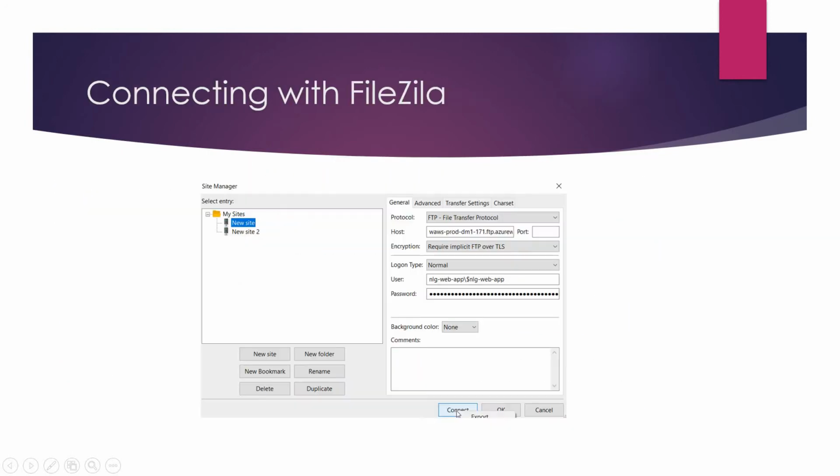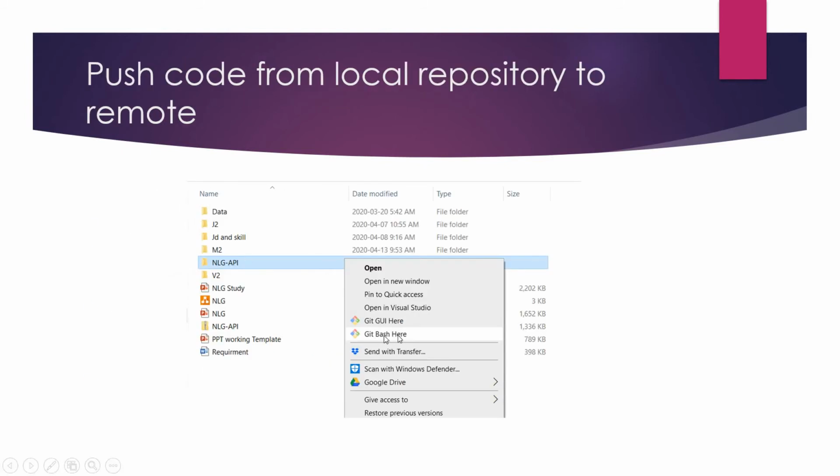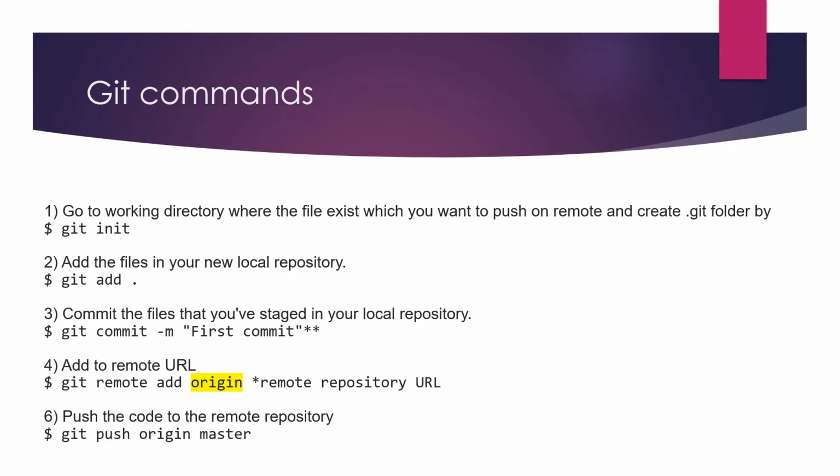So we go to our local machine, the target folder, and from there you need to click on Git Bash here. Obviously, for this you need to have Git installed on your computer. If not, then you need to install it. Once it is installed, if this is your target folder, you right click and then Git Bash here, and then you need to give these basic commands.